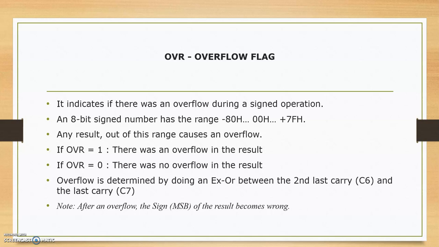And if the signed ALU operation doesn't have any overflow, that is the result is within the range, minus 80 hex to plus 7F hex, the overflow flag will be reset, that is 0, cleared. The overflow is determined by doing an XOR between the second last carry, that is C6, and the last carry C7. So let's do the example. When an overflow occurs, the MSB of the result becomes wrong.